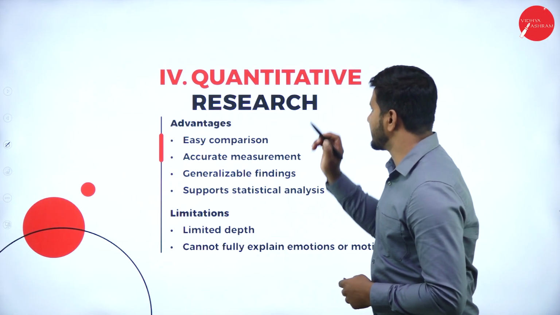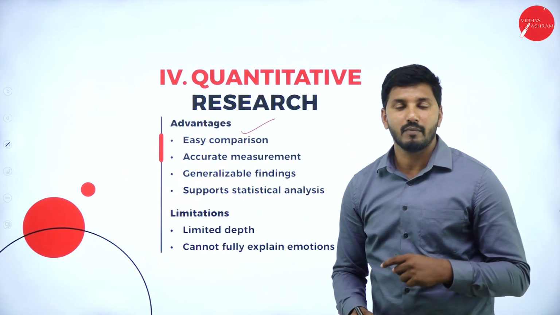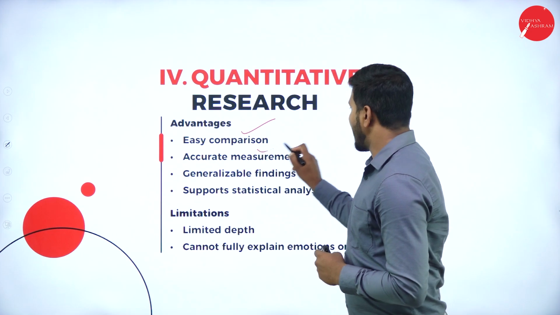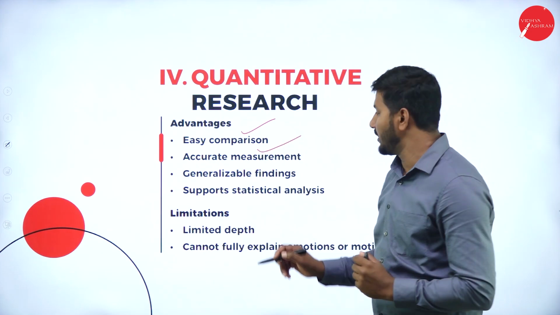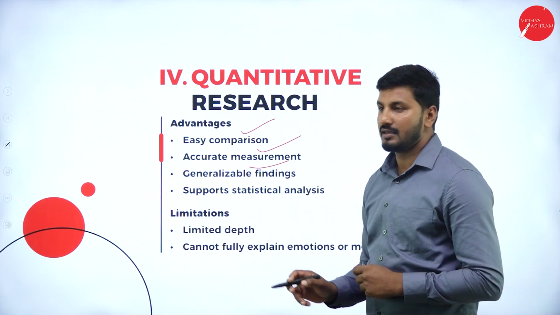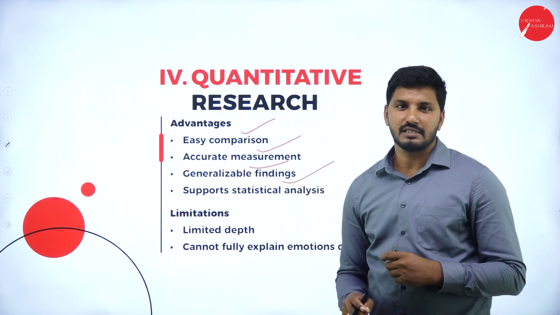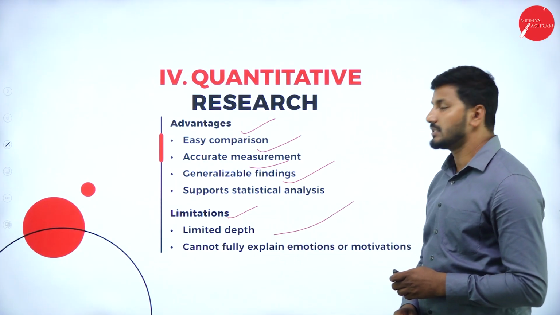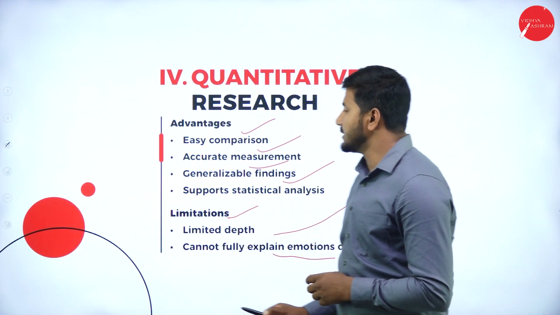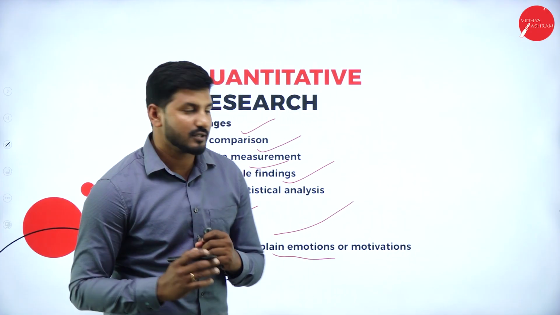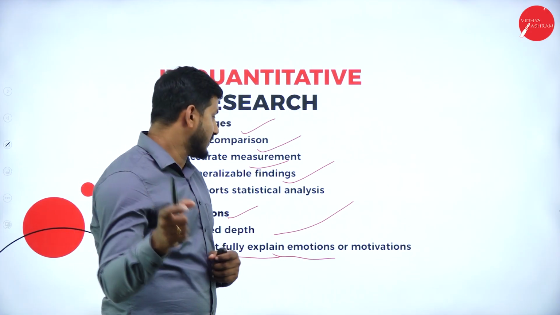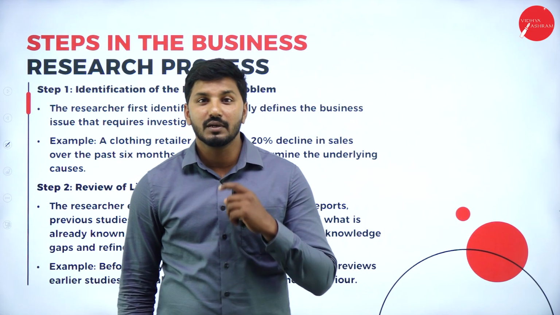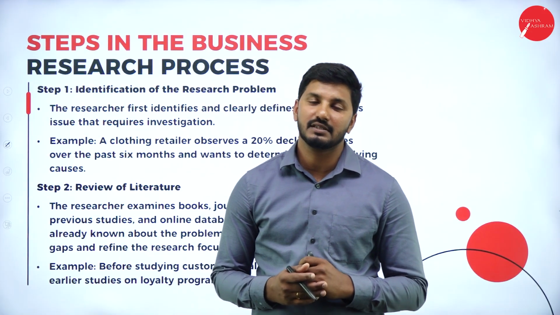So then move on to the major advantages: easy comparisons. Through the data, the numbers, we can easily compare. Then accurate measurement because it's numerical, and generalizable findings along with support for statistical analysis. Then the major limitations: limited depth, and it cannot fully explain emotions or motivations. In the sense, it's purely related to numbers, so it's quite difficult to explain the emotions and the motivations in that research. Next, we move on to the major steps included in the business research process.